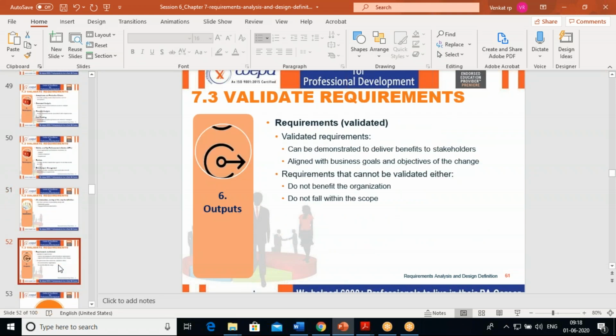And then if you see this, the output of it is the requirements validated. Whatever validated requirements are there, if you work on it, you will get a direct benefit to the stakeholders and a direct benefit to the organization. You will get this benefit with the validated requirements.